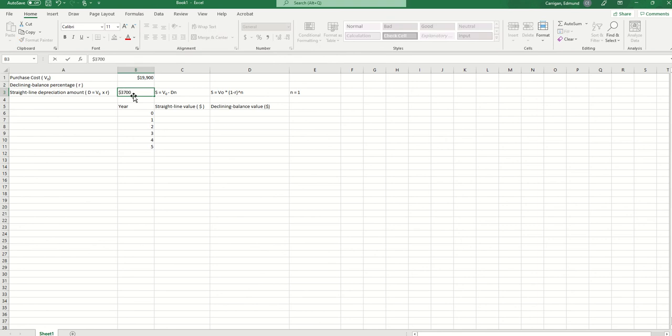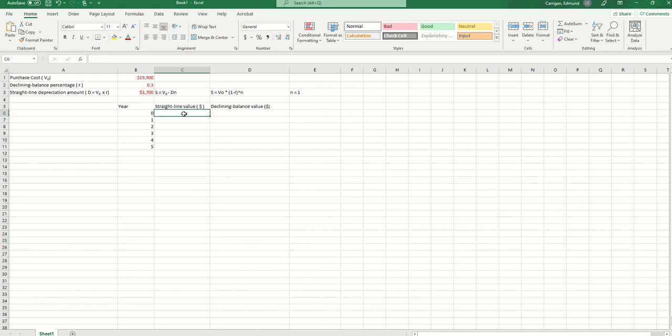Now it's giving it to me, so I haven't got a calculator. I'm just going to put that in. And then it says the declining balance percentage is 30%. 30% is 0.3. And what I'm going to do is drag on those, come up here and make them red, so I know they're the numbers that we enter.